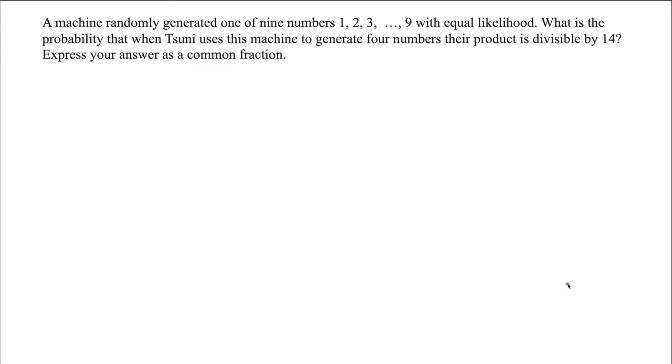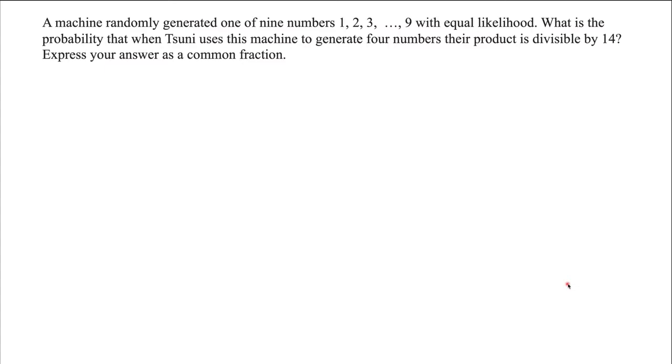A machine randomly generates one of 9 numbers, 1, 2, 3 through 9, with equal likelihood. What is the probability that when Tsuni uses this machine to generate 4 numbers, their product is divisible by 14? Express your answer as a common fraction.